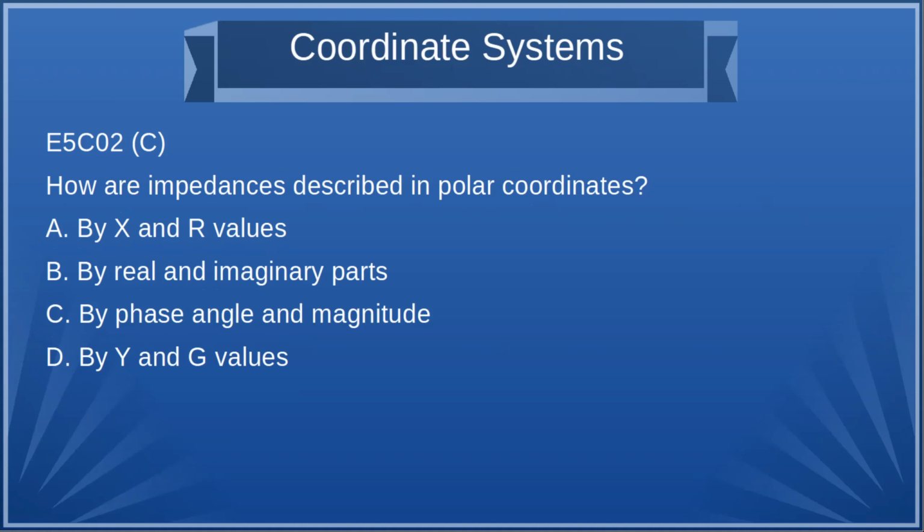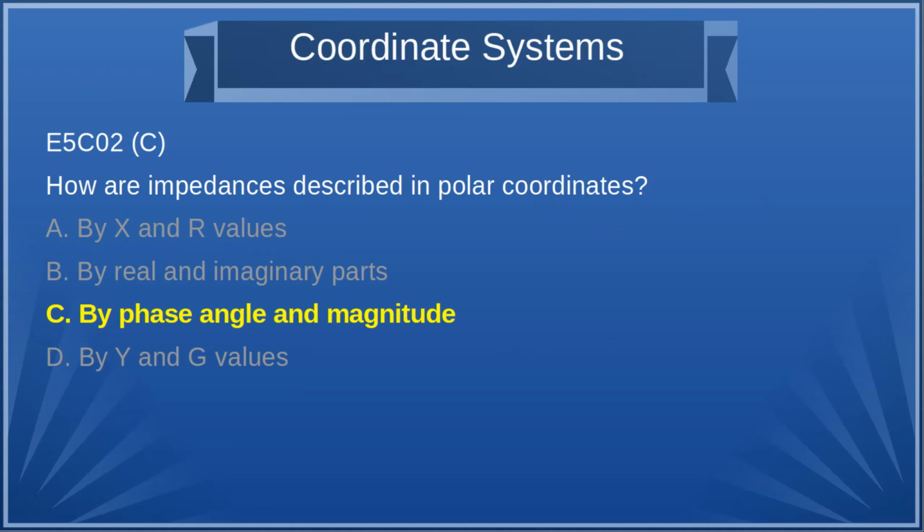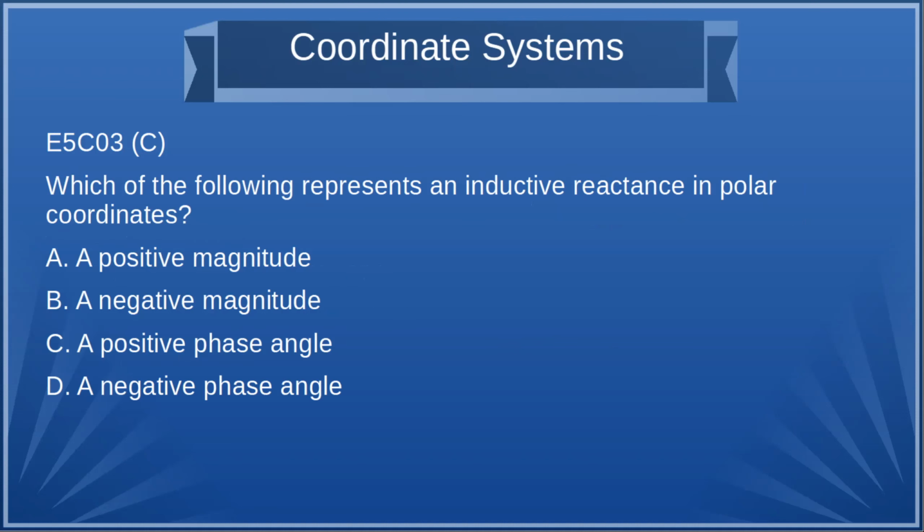How are impedances described in polar coordinates? Phase angle and magnitude, the length of the vector and the angle. Which of the following represents an inductive reactance in polar coordinates? How we tell the difference between inductive and capacitive reactance is the phase angle, right? Positive phase angle.